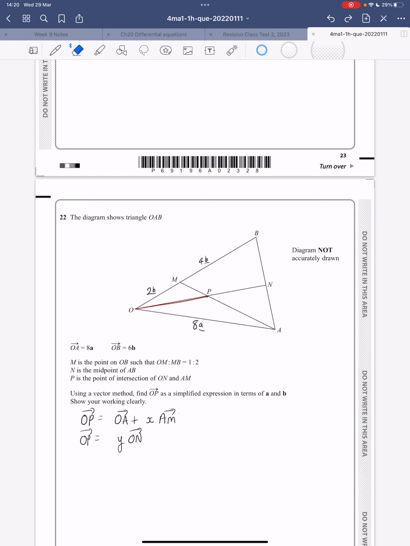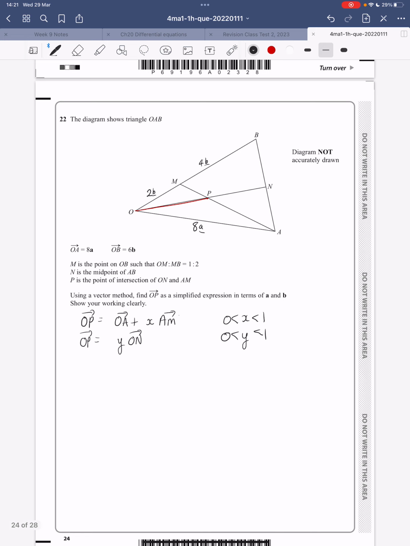Now the multiple, so O to P this way, it's not the full O to N, so 0 is less than y is less than 1. And the same for x, because it's not the full A to M, it's a fraction of it. So we'll say 0 is less than x is less than 1. Right, so let's start with the first one. Well, let's find A to M first of all.